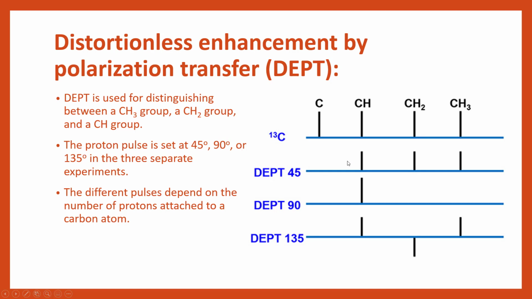If we ran at DEPT 45, we would find that we no longer see quaternary carbons, but we do see CHs, CH2s, and CH3s. DEPT 90 will only show us CH groups, and DEPT 135 will have two planes. So we'll have CHs and CH3s pointing upwards and CH2s facing downwards. And you'd use all of these together to start building your picture of your structure. And again, you'd already have an image from your protons, but this is confirming and building our idea of your structure.